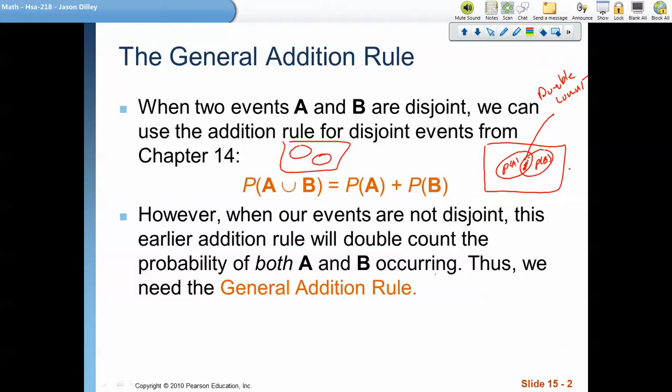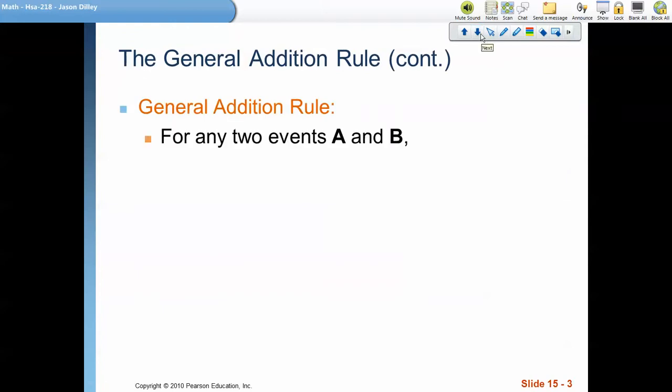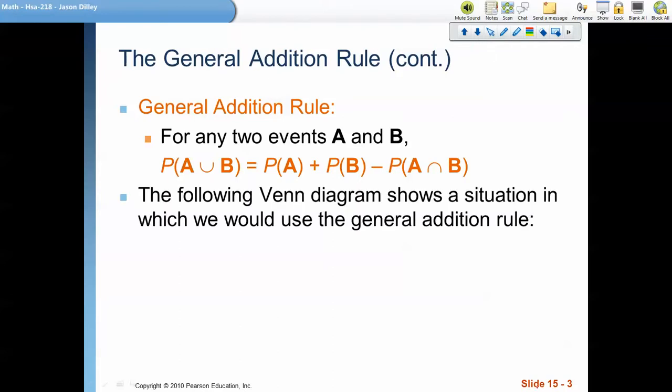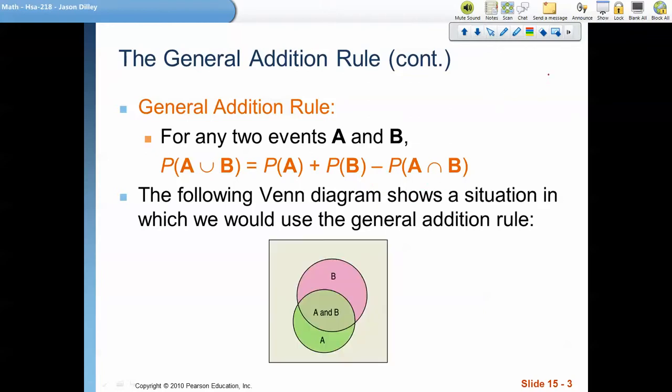So we have to modify the rule a little bit into what we would call the general addition rule, and I think this is the picture that I just drew. Oh, there we go. And so the general rule is this. For any two events, P of A or B is going to be P of A plus P of B minus P of A and B. Notice there's my picture. Because this overlapping area between the two circles got counted twice, we subtract it once.